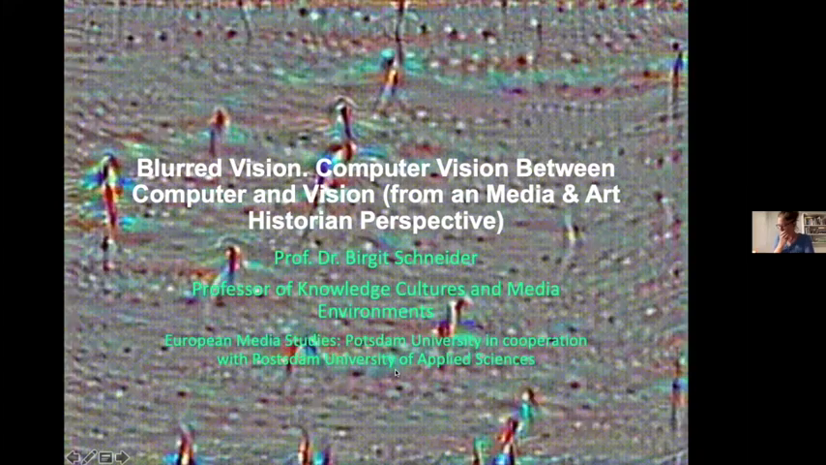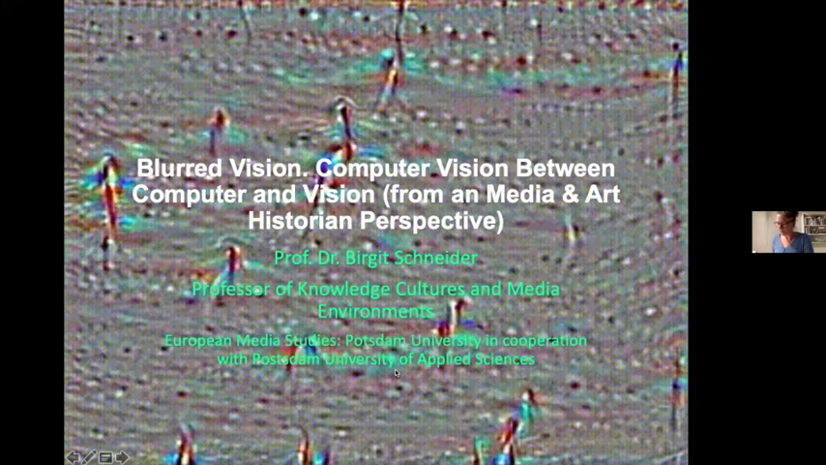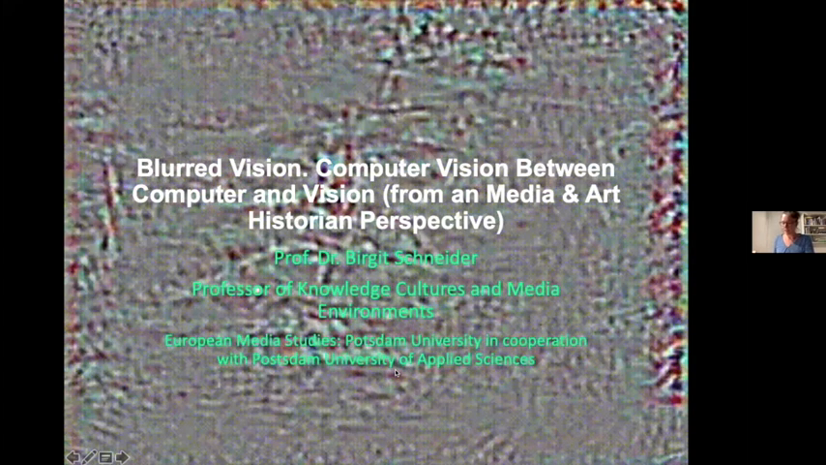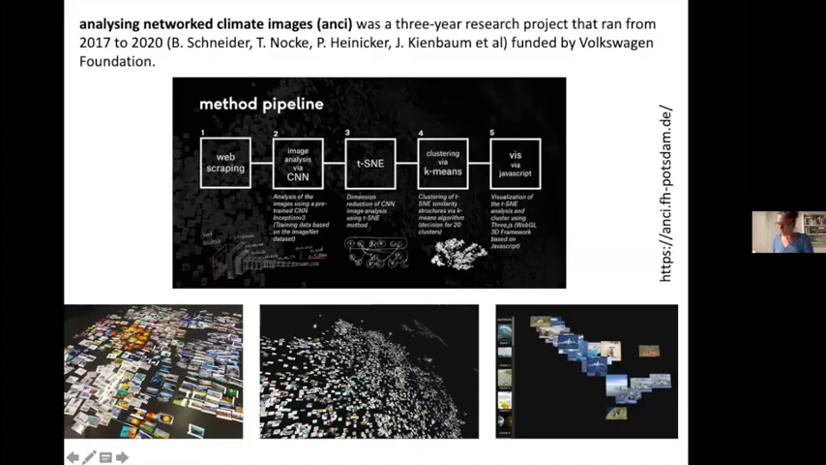Before starting to read my paper, I want to make two preliminary remarks. The first is that my interest in computer vision arose during a mixed methods or digital humanities research project in which we applied very different methods of computer vision to images of climate change on the internet. In the last module, we experimented with similarity algorithms based on this pipeline, which you can read here, and also convolutional neural networks to cluster several thousands of images by similarities.